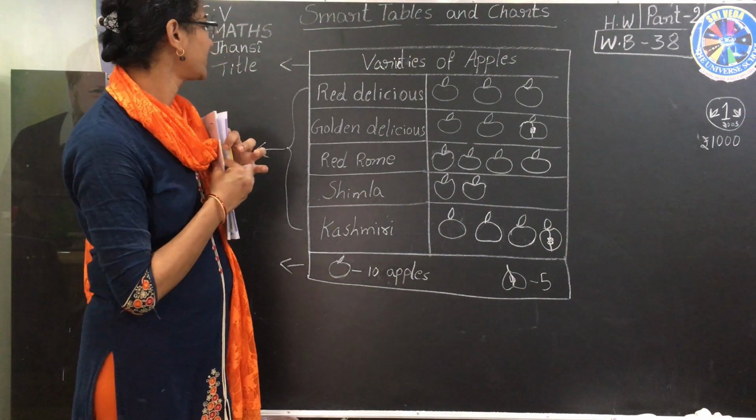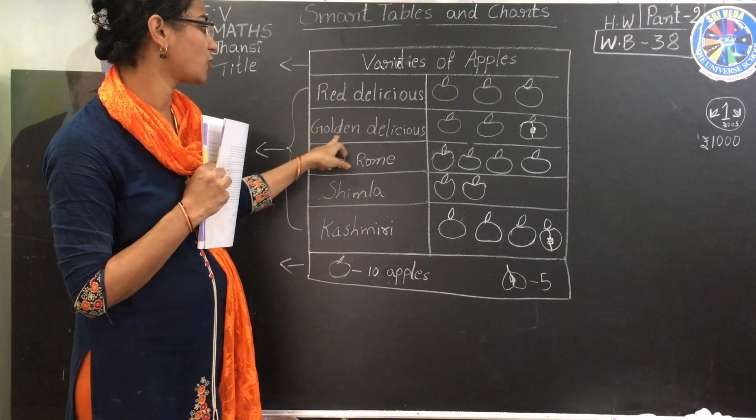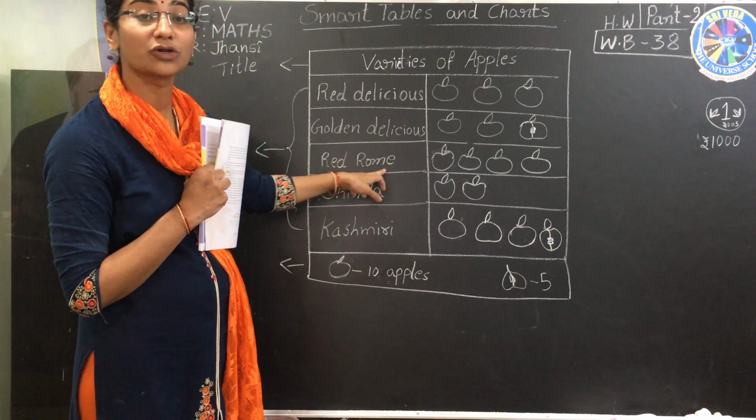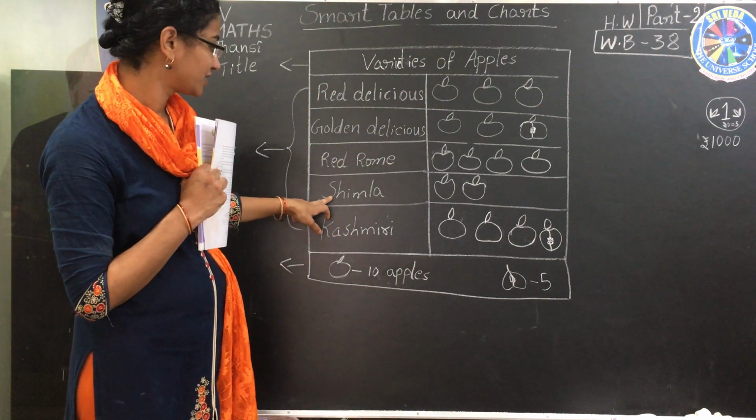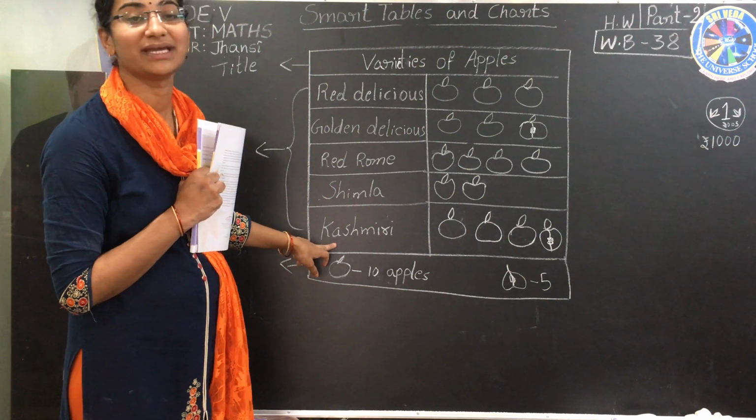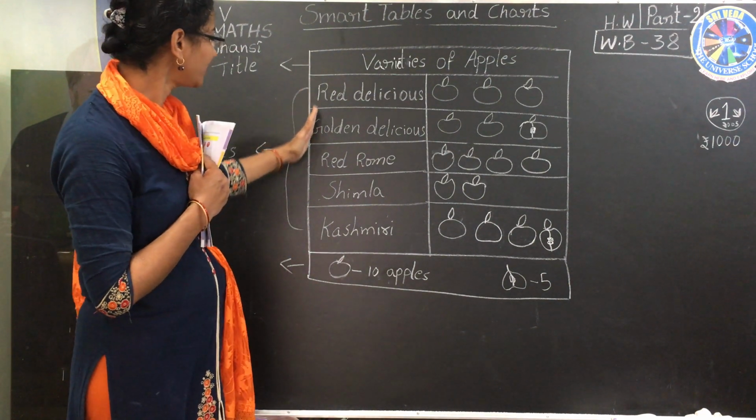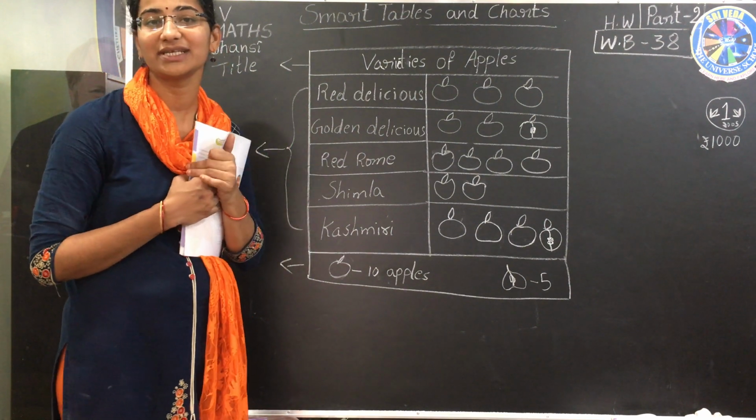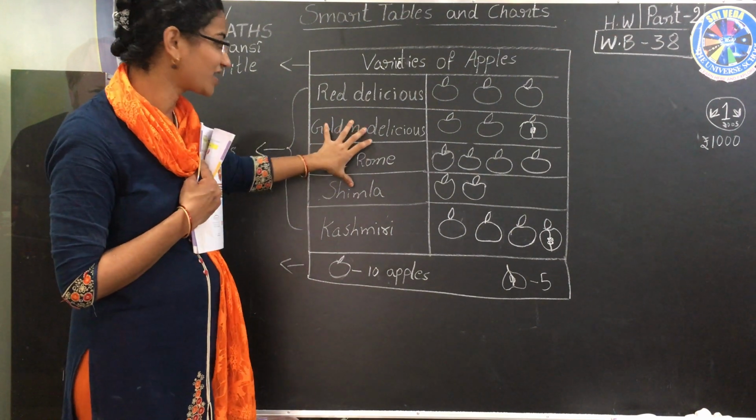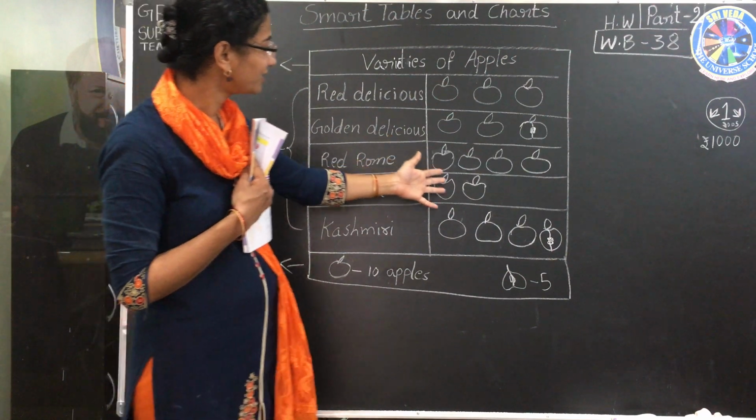Okay, so the different types of apples they have given here. What are the different types of apples? Red Delicious, Golden Delicious, Red Rome. Can you read it? Shimla, Kashmiri. These are the different types of apples, right? The different types of apples they have arranged in a table, in one column. And what is on the other side?